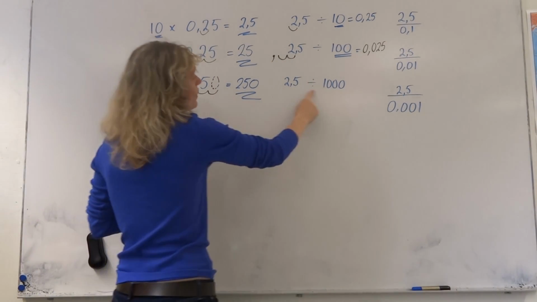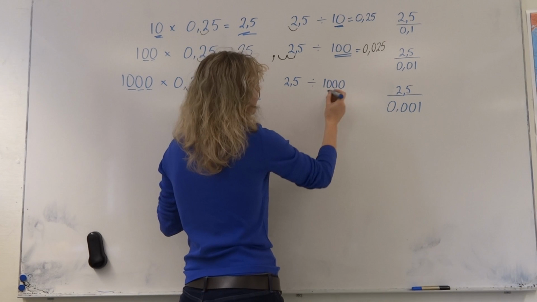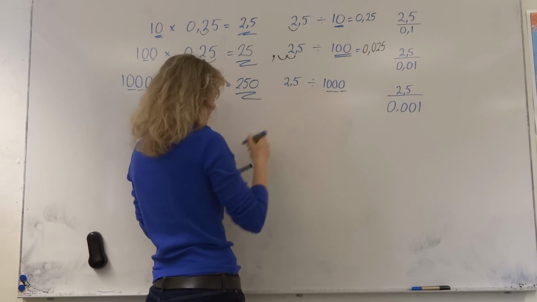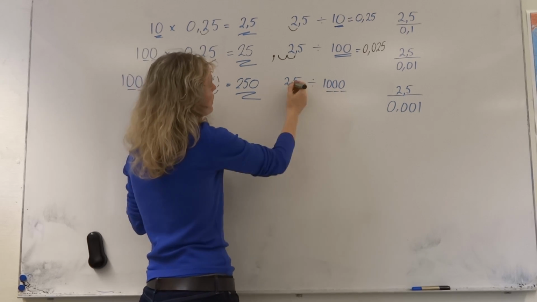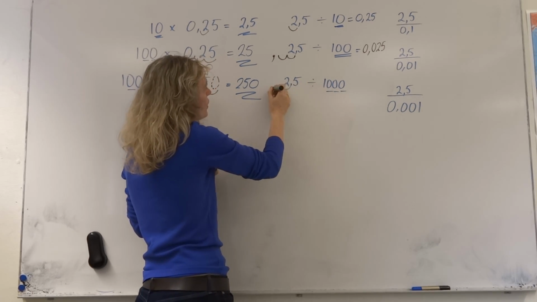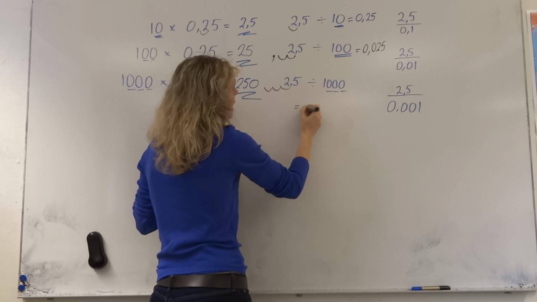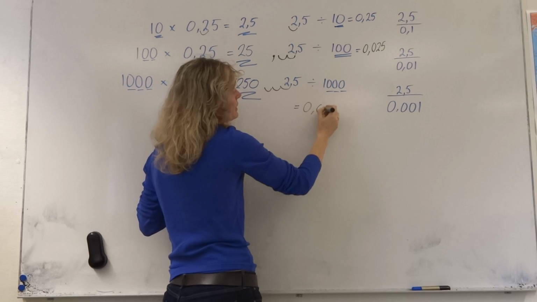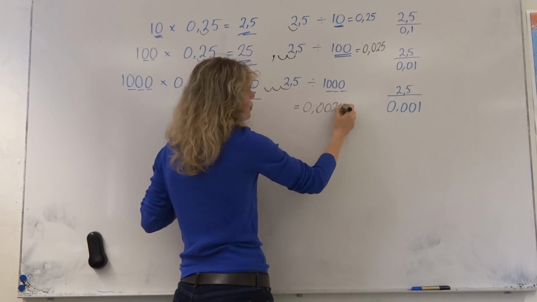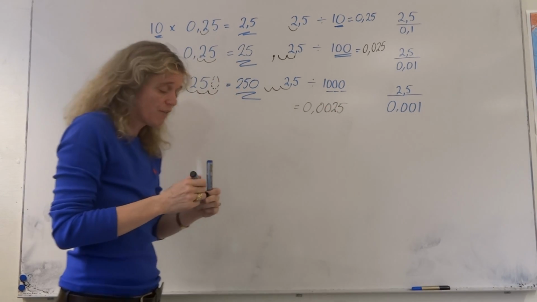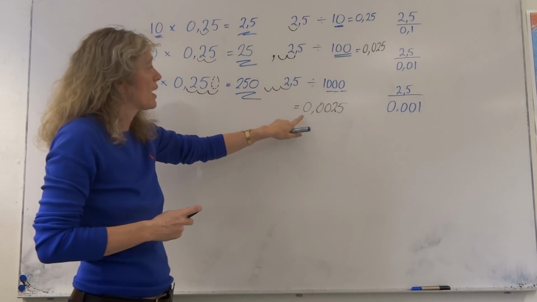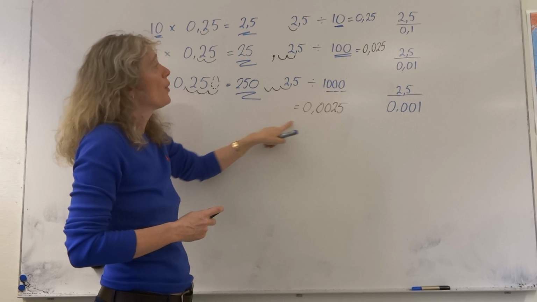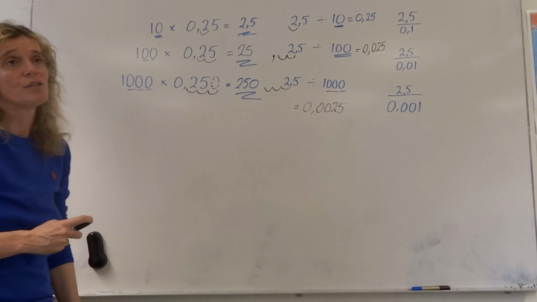And dividing 2.5 by 1,000, I have 3 zeros here. So I would move the decimal point 3 places to the left. 1, 2, 3. Giving me the answer 0. And every place there's a little dip here, I put in a 0. 0.025. So if I was to divide the number 2.5 by 1,000, I'd get 0.0025. And knowing this technique saves you lots and lots of time.